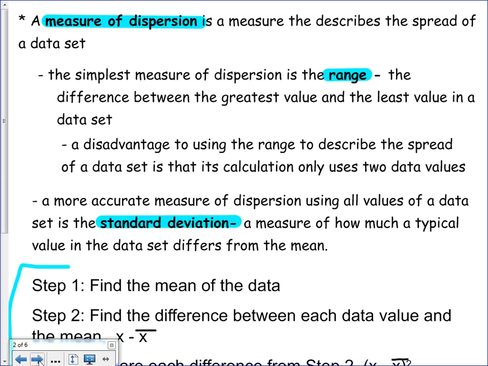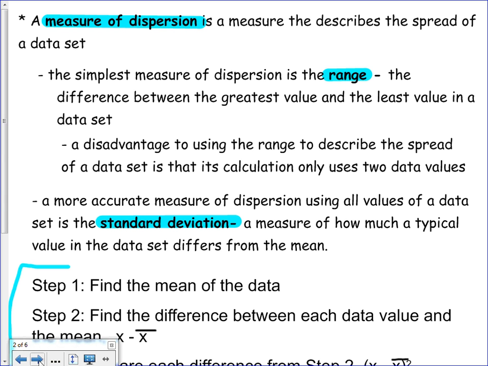The measure of dispersion is just a measure that describes the spread of the data set, so how the data is spread apart. The simplest measure of dispersion is called the range, and you're familiar with doing this. Every time you talked about measures of central tendency, they also usually introduced the range, which is the difference between the greatest value and the least value in a data set.